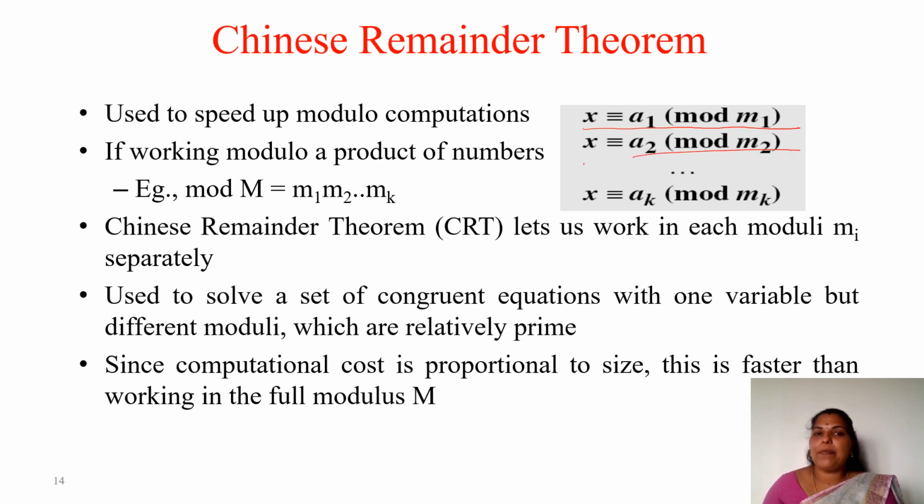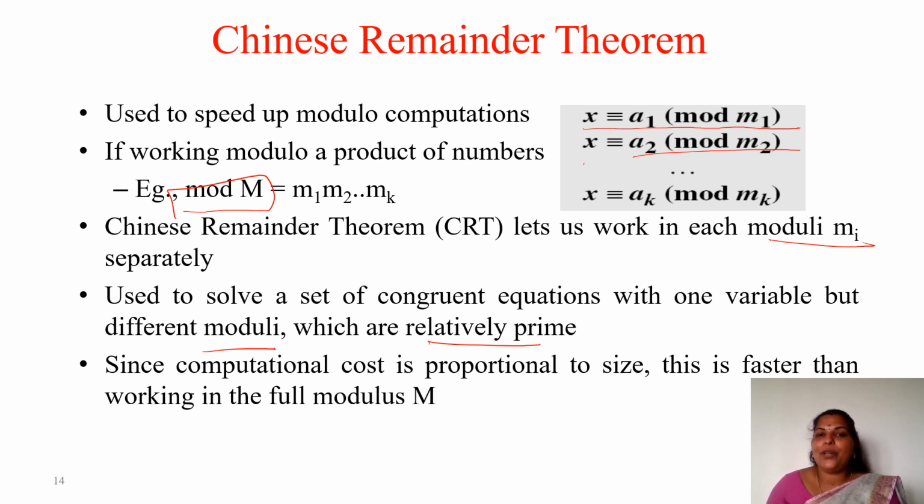The first step is to work out the capital M, which is the product of all the small moduli: m1, m2 up to mk. The Chinese remainder theorem works in each modulus mi separately, and it is mainly used to solve simultaneous equations with one variable but different moduli, which are relatively prime.